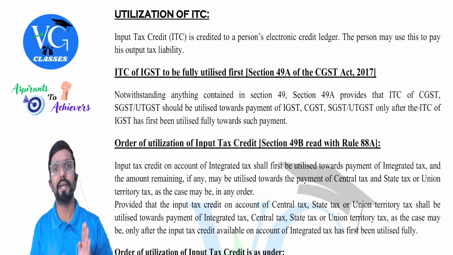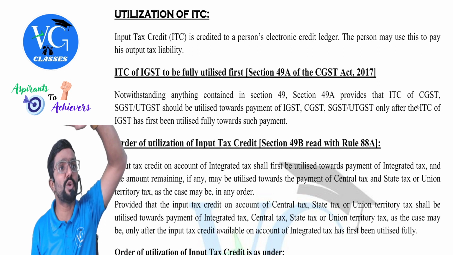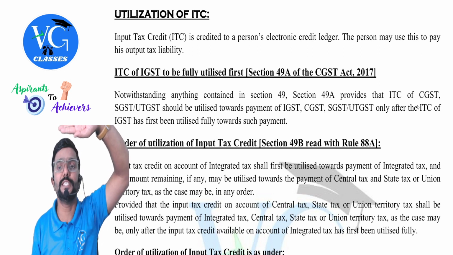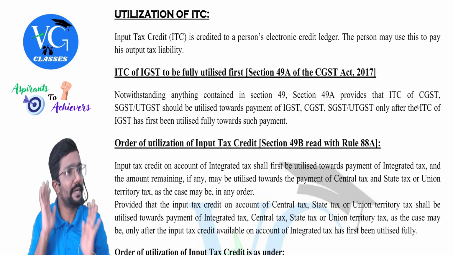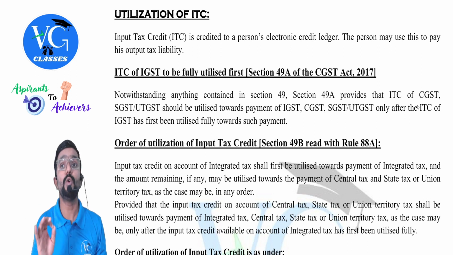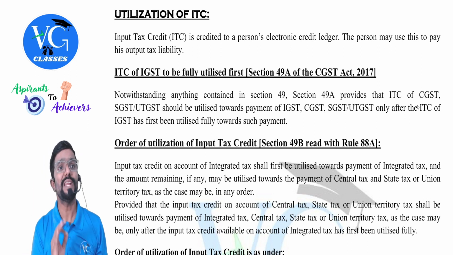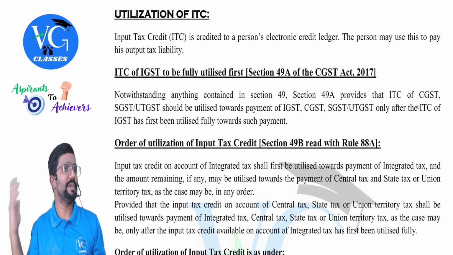Sir, I have got my credit, sir. It is appearing in my electronic credit ledger, sir. What should I do with it, sir? Every day morning I should see it, do puja and keep it like that only? No. I have to utilize it. Utilize against what, guys? Output tax.